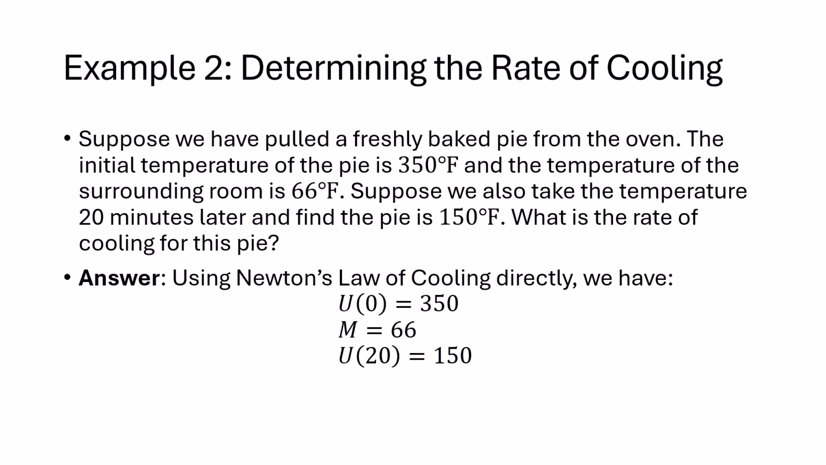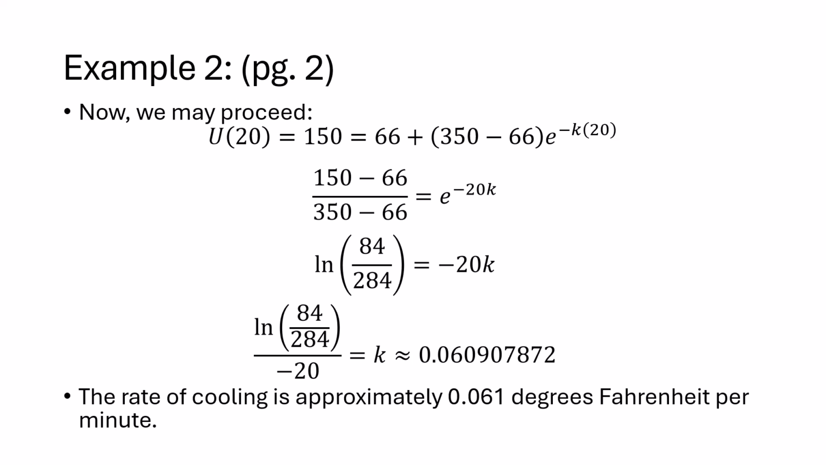So in using Newton's law of cooling directly, using the future temperature model, we have U at 0 is 350, that's the initial temperature. M is 66, that is the temperature of the surroundings. And we know that 20 minutes later we took the temperature to be 150 degrees. So when I plug these values into the Newton's law of cooling formula and I solve for K, I demonstrate this process so that we don't just go directly to a formula, we actually go through the steps for solving an exponential equation. And U of 20 is equal to 150, and that happens to be equal to 66 plus the quantity 350 minus 66 times e to the negative k times 20.